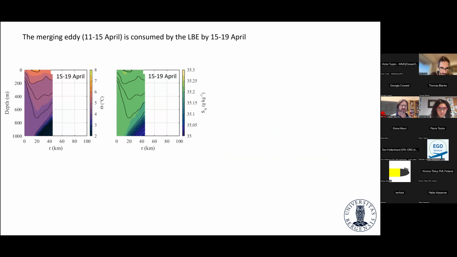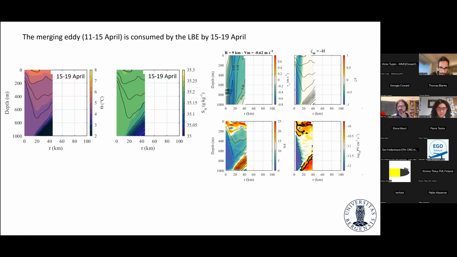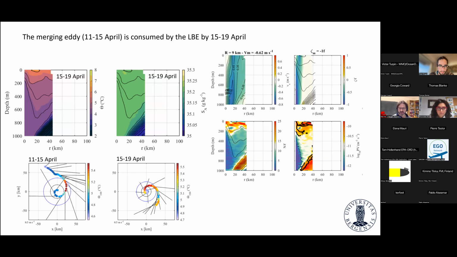And this signature is gone a few days later in the second realization of this eddy sampled by the glider. There's still a signature of the upper layer vorticity, but it's pretty much merged completely. Okay, I'll stop there. I'm sorry I had to rush through many details.